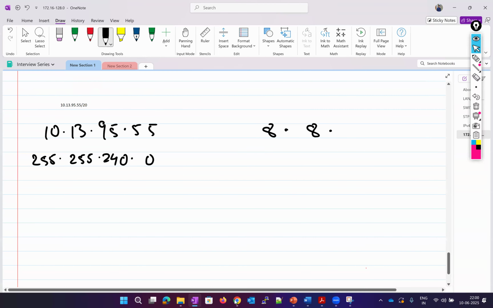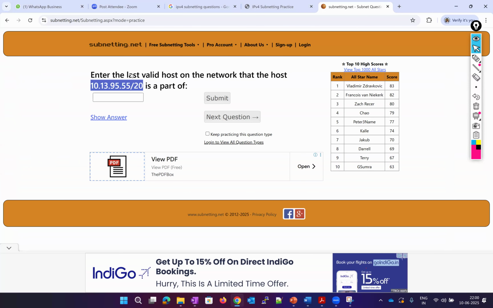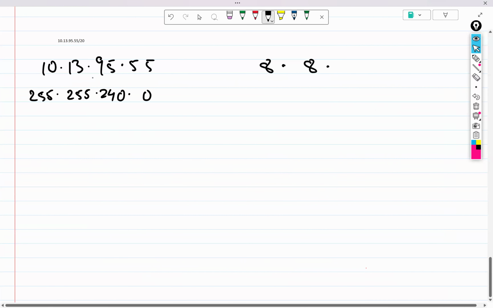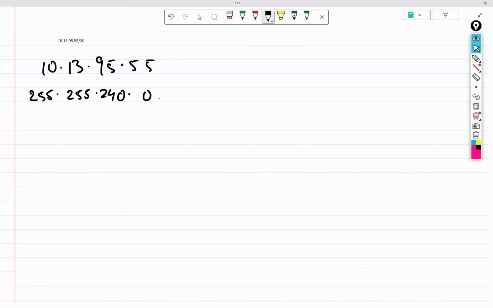What is the question? It says enter the last valid host on the network. So it is asking what is the last valid host of the subnet that this IP address belongs to. Again, our subnetting math comes into the picture. First, find out the network ID. Wherever there is 255, copy that value, 10.13, and wherever there is 0, just write that value down. The difficult mask is 240.